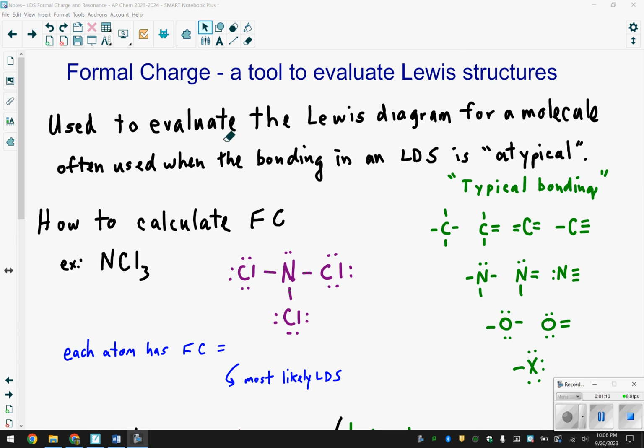This evaluation is most important when you look at your Lewis diagram and you see that it's valid, but some of the bonding is not typical. We may say it's atypical.